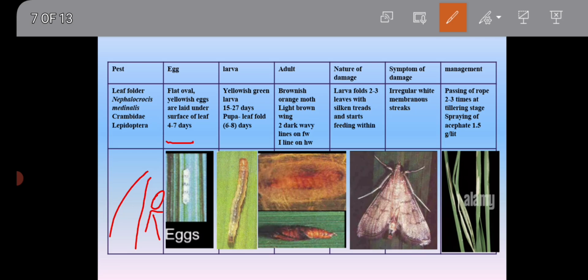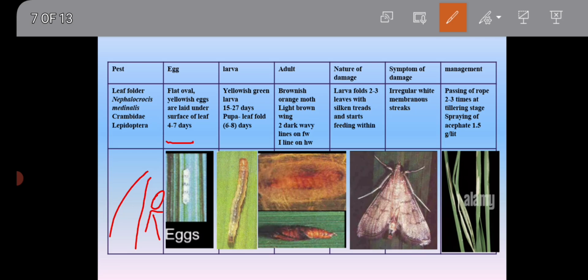Larval duration is generally, I told you no, for Lepidopteran larval duration will be for 1 month generally. So this is also a Lepidopteran pest. The larval duration is 15 to 27 days. And pupation will take place inside the leaf folder.